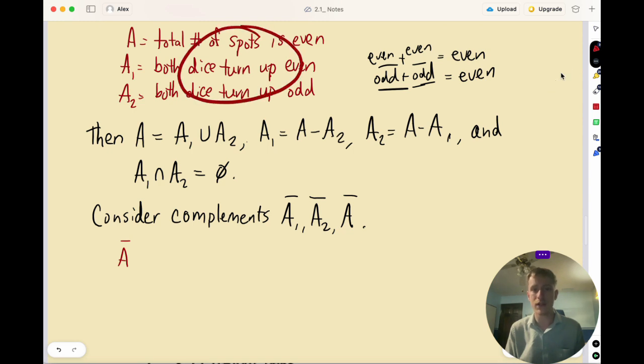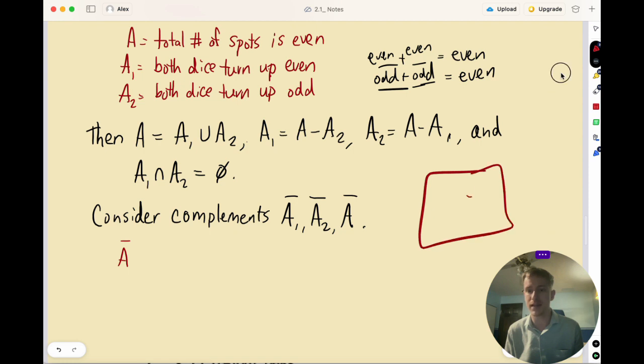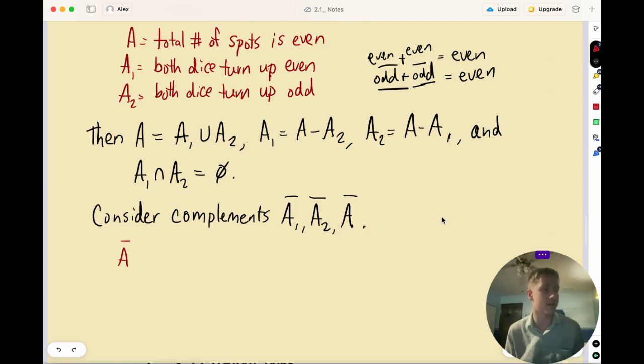Well, all this is working under a sample space, right? So all this is some sample space where we have A that essentially consists of A1 and A2. And this might be that the total number of spots is even. But everything else is that the total number of spots is odd, because it could either be even or odd. Okay, so A bar is that the total number of spots is odd.